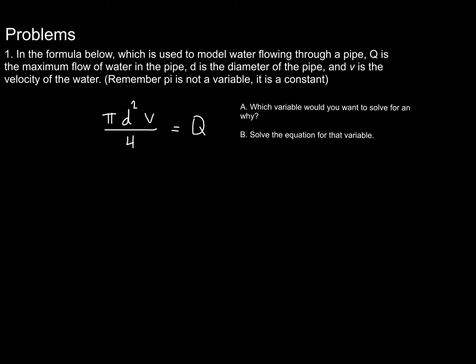This equation is useful in fluid dynamics, meaning that it helps us model the components of a situation where water is flowing through some pipe. And just make sure you remember, pi represents the number 3.14, and so on and so forth. But we don't want to write out all those digits, so we use that symbol, that Greek letter, to represent pi. It's not a variable, it doesn't change value. But d represents the diameter of the pipe, v represents the velocity of the water, and q represents the maximum flow of water in the pipe.